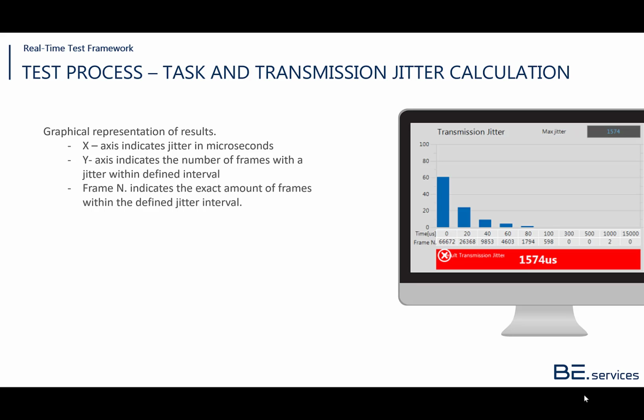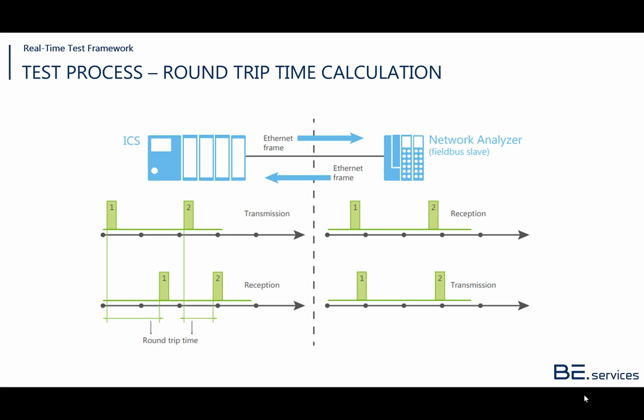The results are presented graphically. On the x-axis, we find the jitter interval in microseconds. On the y-axis, we find the amount of frames in each jitter category, represented in percentage of the total amount of frames. At test completion, the maximum transmission jitter is displayed. In this example, 2 frames out of over 100,000 had a jitter higher than 1 millisecond. A color marking indicates whether the test was passed.